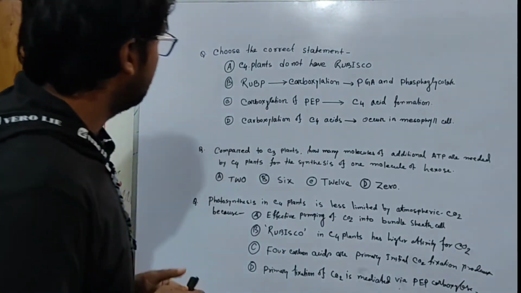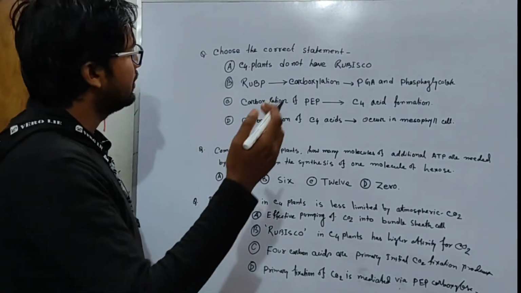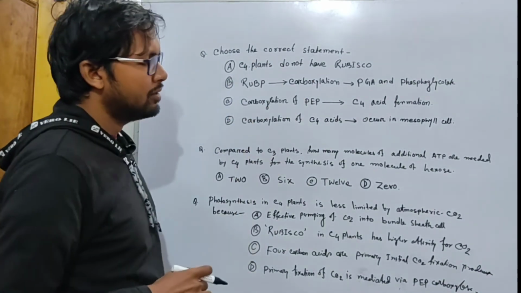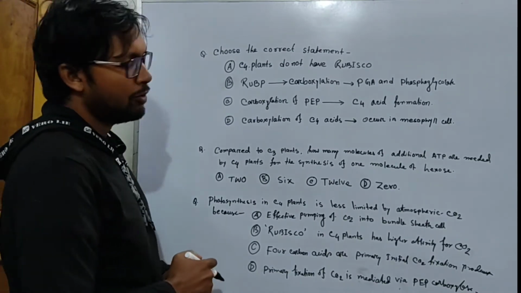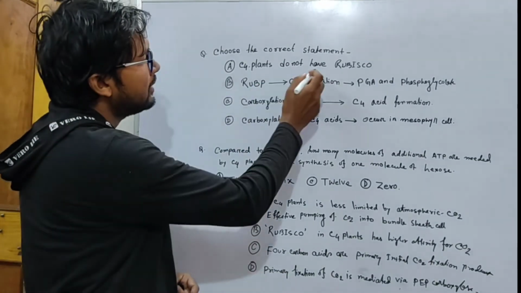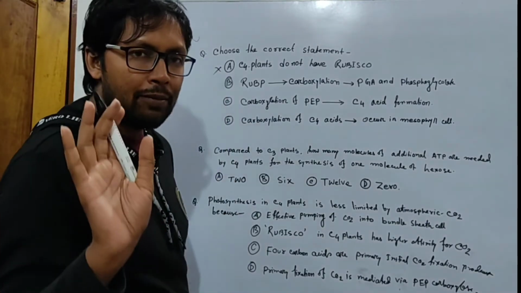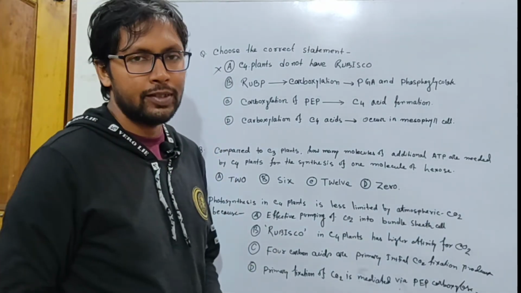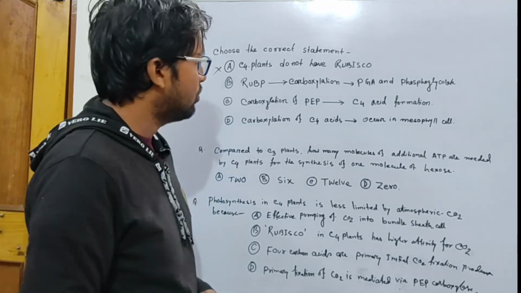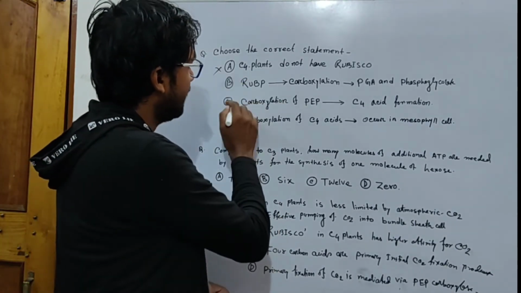So, another question. Choose the correct statement. What are the correct statements here about the C4 plants? The C4 plants do not have any Rubisco. This is not correct, because C4 plants have Rubisco, but it is not present in the mesophyll cell but in the bundle sheath chloroplast. Okay, so this is not correct.